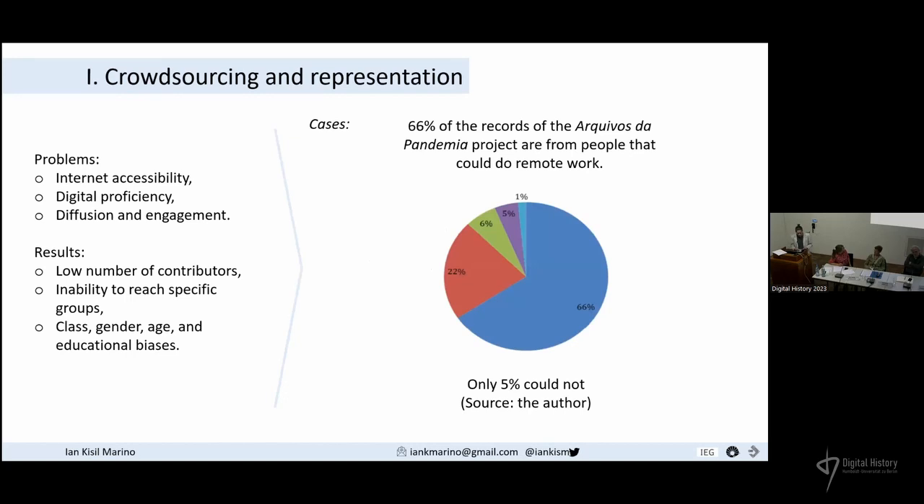The case of the Brazilian project Arquivos da Pandemia is also remarkable in this sense. 66% of the contributions have come from people working remotely, whereas only 5% represent people that could not afford to adopt the home office approach.